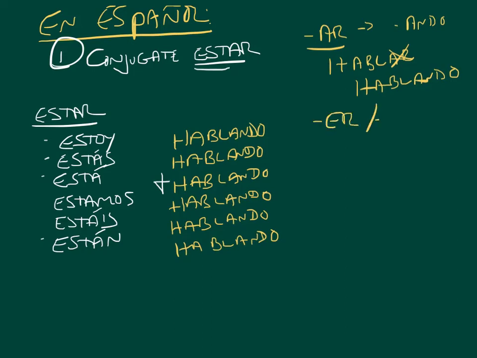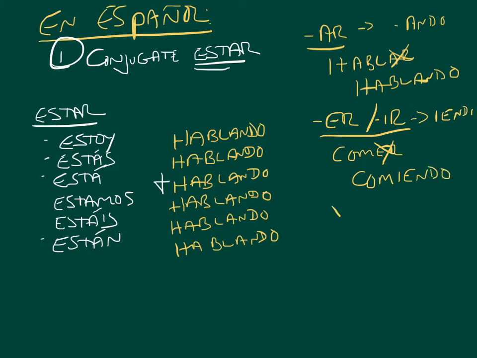Very simple. Say we had a verb, we just add yendo. So if we had comer, drop the ER and make it comiendo. So estoy comiendo, I am eating. Estás comiendo, you are eating.